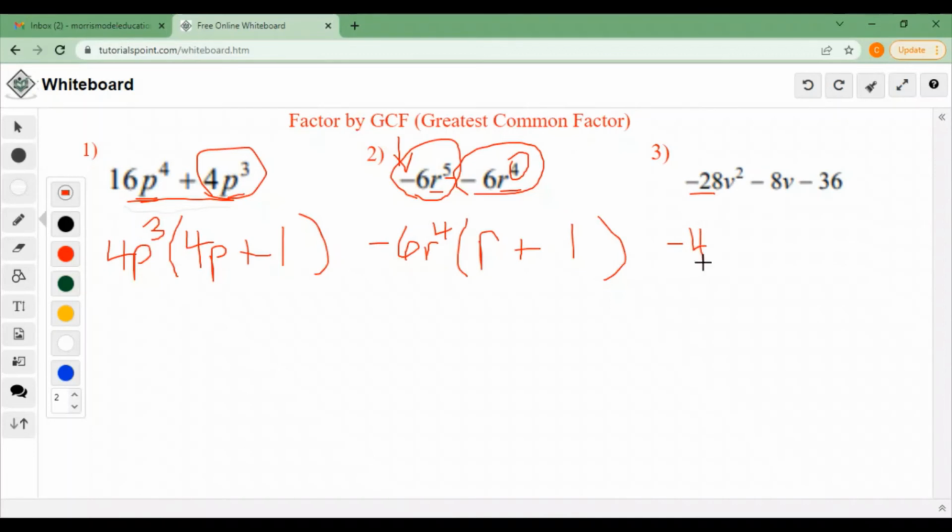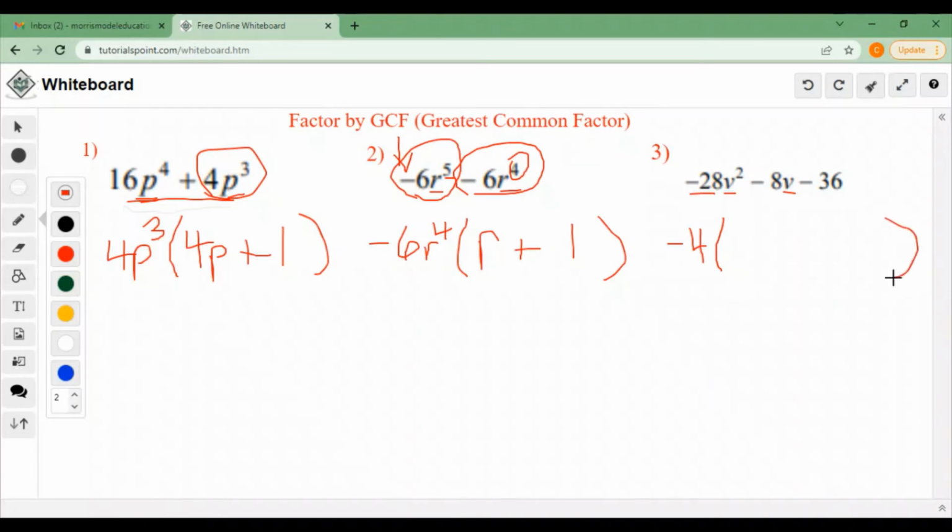If you know your multiplication tables really well, this can be a quicker process. If you don't know them, I suggest going over them. It will really make your life easier with this, okay? Now, it's tempting to say, oh look, that has a v squared, that has a v. I see a lot of kids go, okay, then it's negative 4v. Wrongo. This last term on the end, negative 36, has no v. Therefore, it's not in common. When you find the greatest common factor, it has to be in common to all terms. This one has 3 terms, and even though 2 of them have v's, the last one doesn't, so we can't include that in our GCF. So we're going to say negative 4 is the GCF.